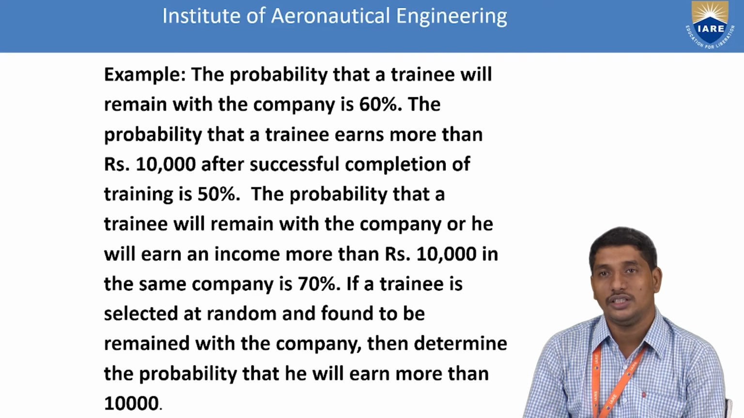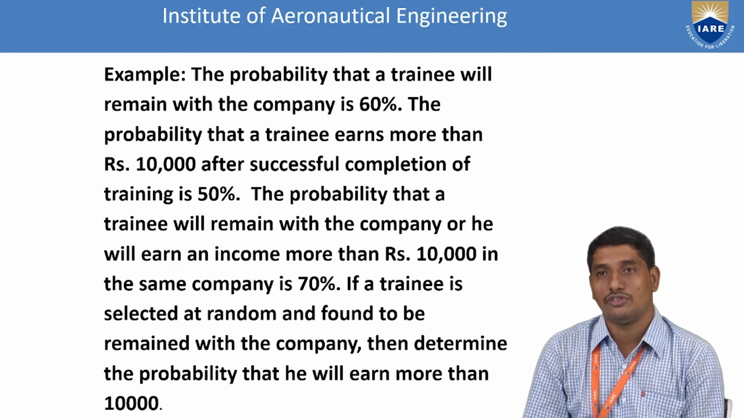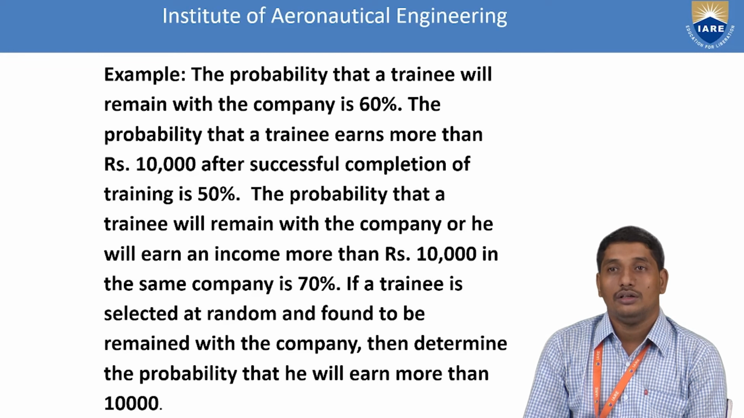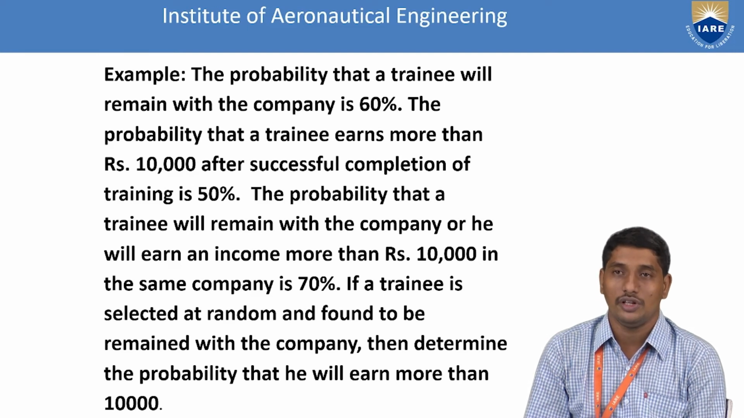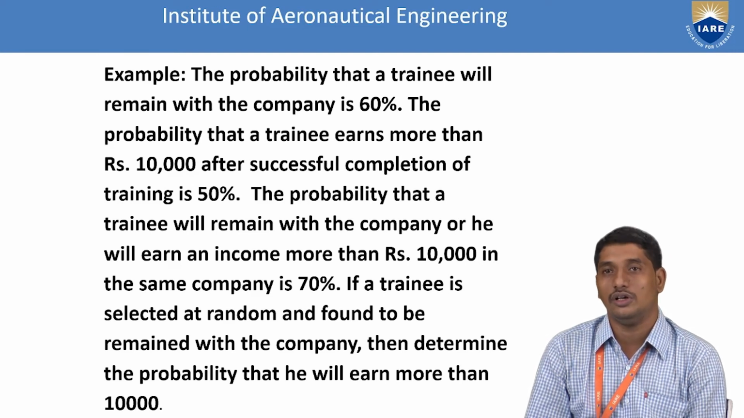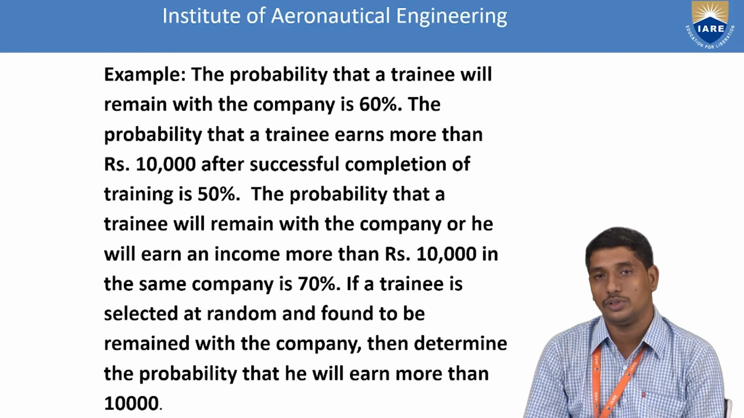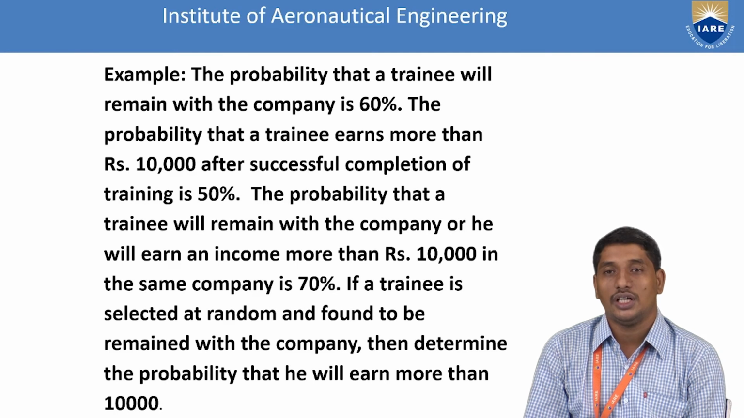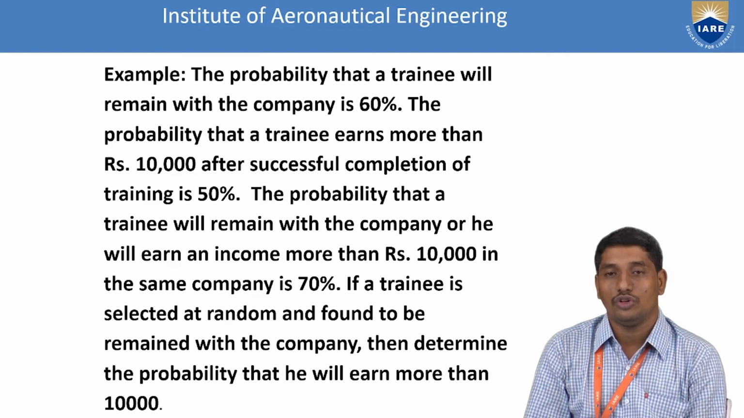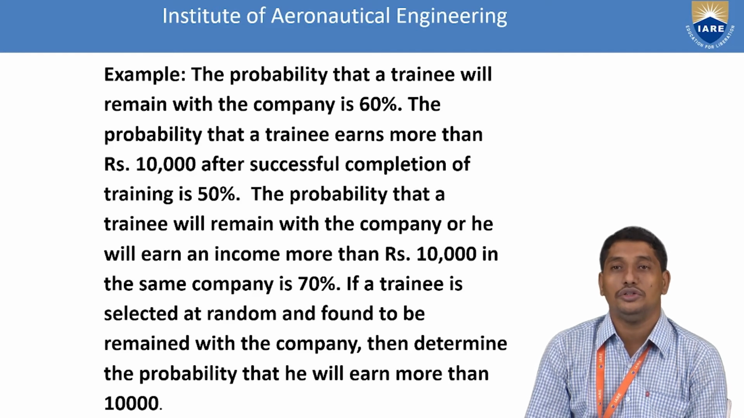And the probability that the trainee will remain with the company or earn an income of more than 10,000 is 70%. That means either the trainee will remain with the company or the trainee will earn more than 10,000 rupees is 70%. With these details, we are asked to find the probability that a trainee selected at random, found to remain with the company, will earn more than 10,000 rupees. Let us look into the solution.